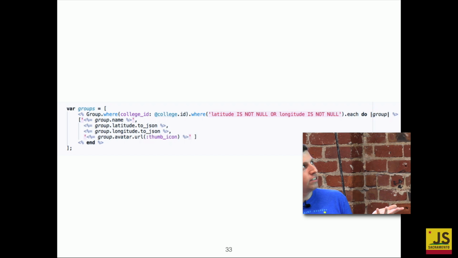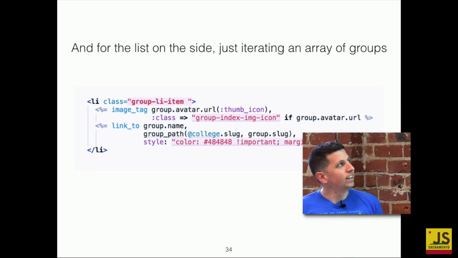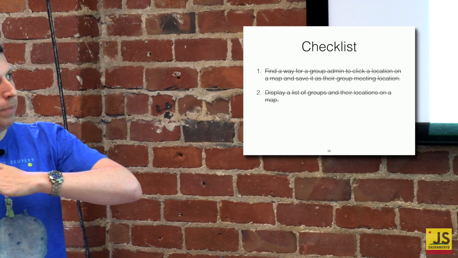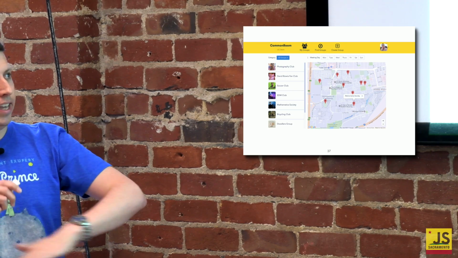What if I just create a Ruby array and inject that into a JavaScript array? It worked. I don't know how. I didn't even know you could do that. I had to convert the latitude and longitude to JSON, but it worked. Awesome. And then the list items was something I already knew how to do, which was just, for all the group records that are there, pump out list items. Bam, done. Awesome. It works.